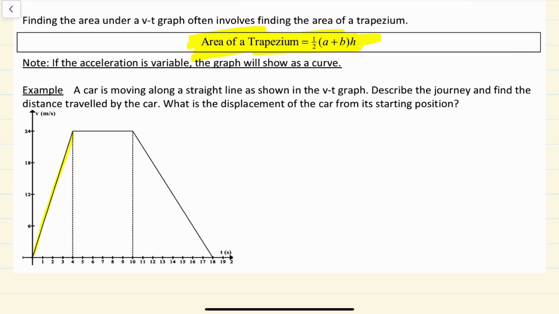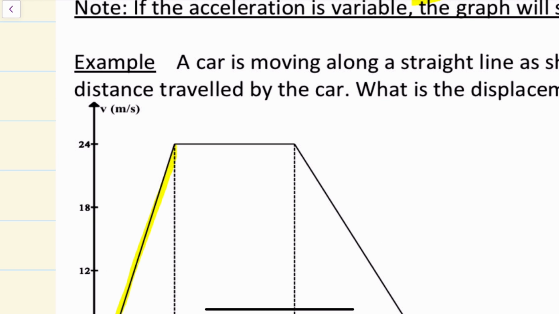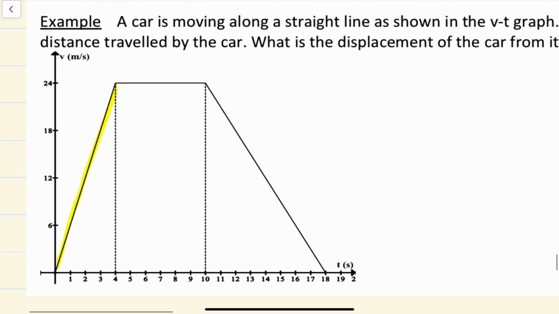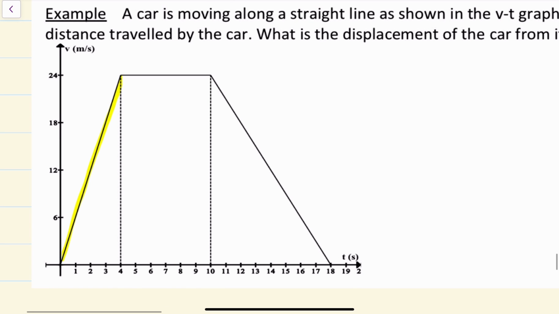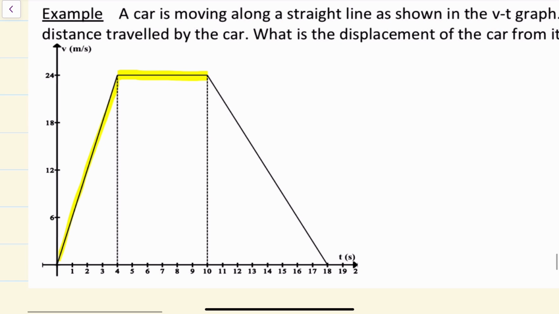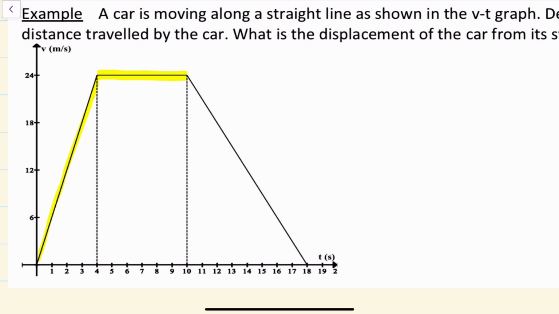is this first bit, the car is accelerating from rest until it reaches a speed of 24, and then you'd say it maintains this speed for a further 6 seconds, so that's this bit, and then it decelerates to rest in a further, I think that's 8 seconds, a further 8 seconds. So you'd write in those things. I'll just write it in now. Apologies for my terrible handwriting.